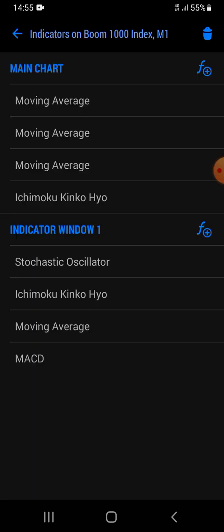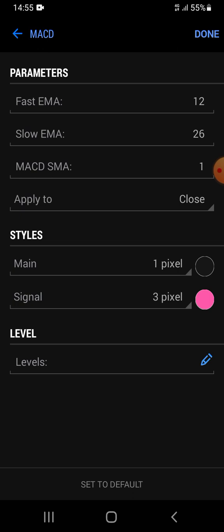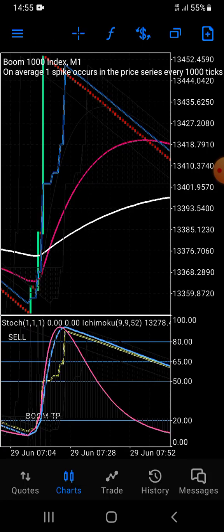So the last indicator here is our MACD. Fast EMA is 12, slow EMA is 26, MACD SMA is 1. Apply to close. Your main is 1 pixel, the color of your background, and signal is 3 pixel. I choose pink here. You can choose any color you want and click done.